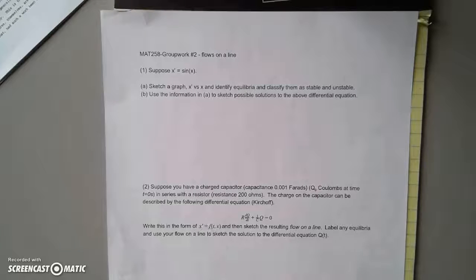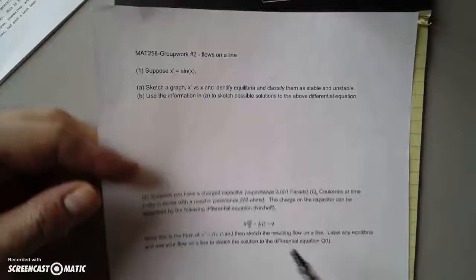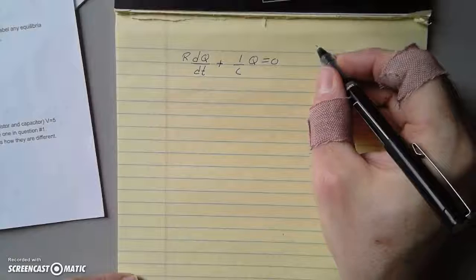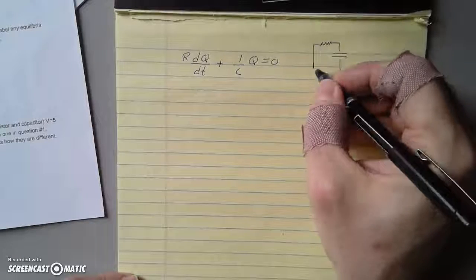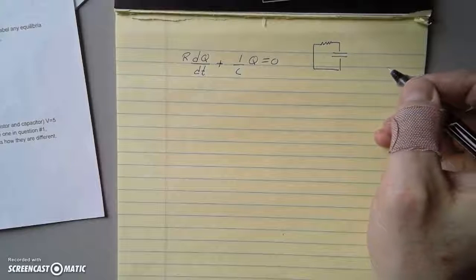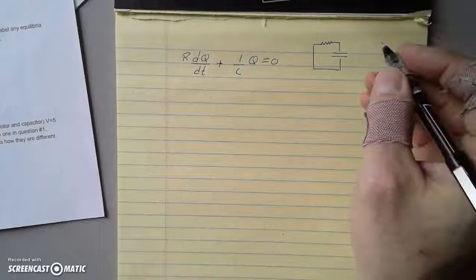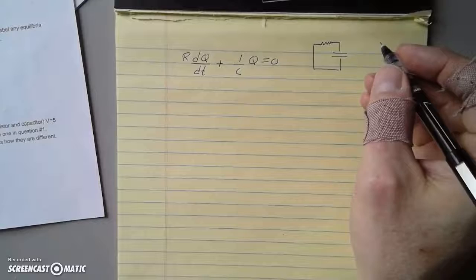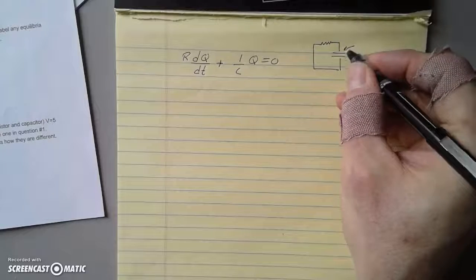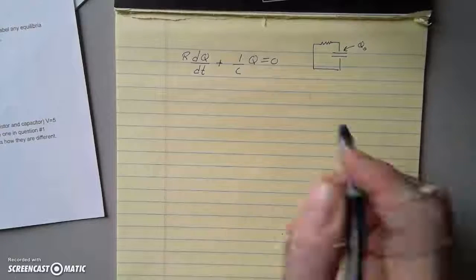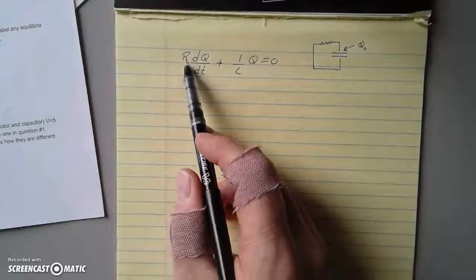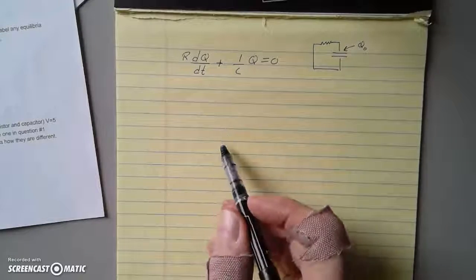Okay, so this is a video for the second problem on the second group work, and it's about the circuit. It's a simple circuit, just an RC circuit where the capacitor is charged initially, so there's some amount of charge. I didn't give any values for it. I'm going to just solve the problem using the R's and C's and whatnot.